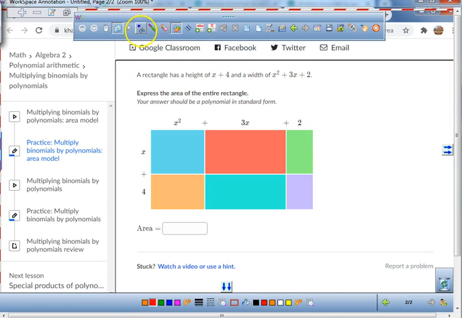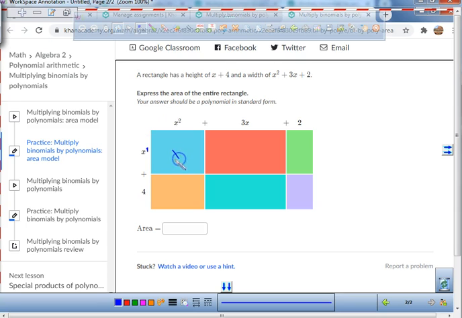All right, so here we go. We're going to find the area of each of these little rectangles, and then we're going to add only the like terms together. So remember, this is x to the power of 1. So what is x squared times x to the power of 1? That's x cubed. All right, now we have x times 3x, which is 3x squared. 2 times x is simply a 2x. 4 times x squared is 4x squared. 4 times 3x is a total of 12x. 4 times 2 is 8.